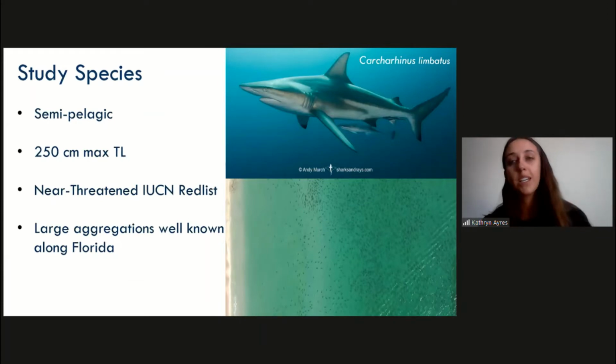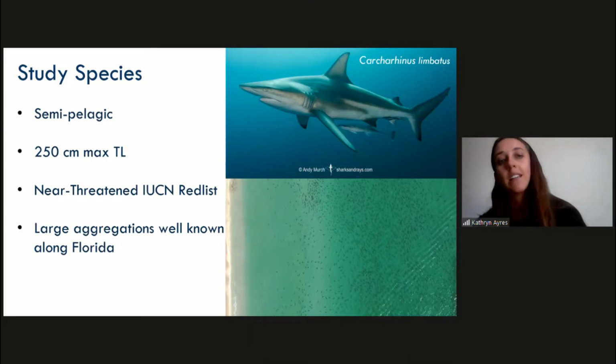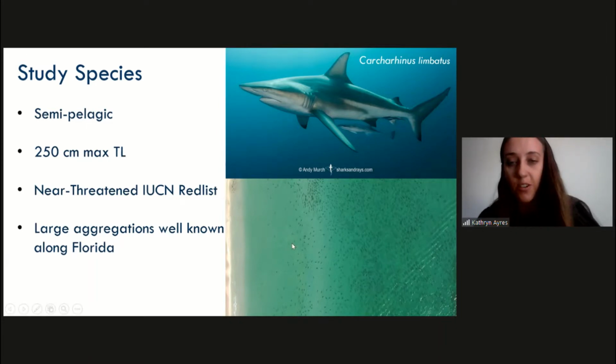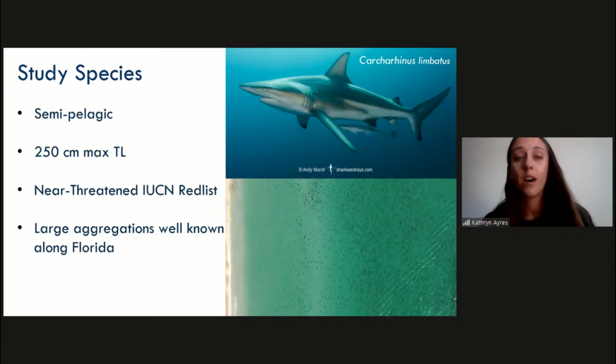So my study species is the blacktip shark, Carcharhinus limbatus. So this species is semi-pelagic, but it is associated with continental shelves. So it grows over 250 centimetres in total length in this part of the world, and it is near threatened on the IUCN Red List. So large aggregations of this species form in Florida, and this is quite a well-known phenomenon. And so in this photo in the bottom is a screen grab from aerial surveys conducted in Florida, where they get over 12,000 sharks close to the shoreline.